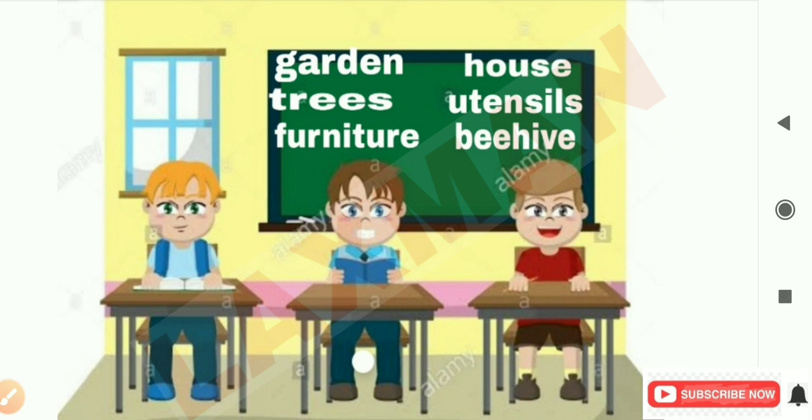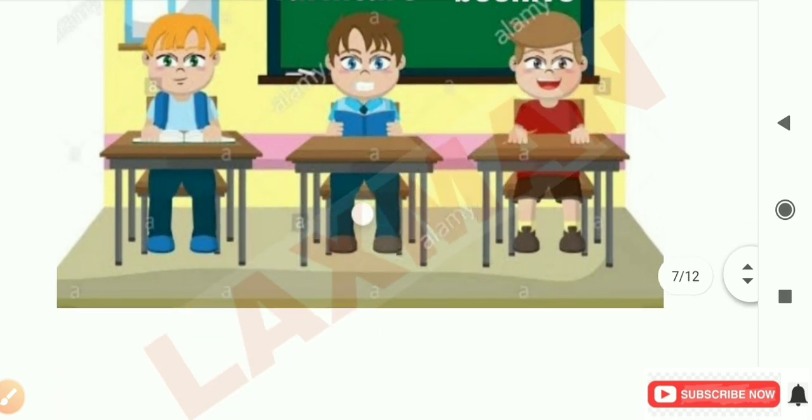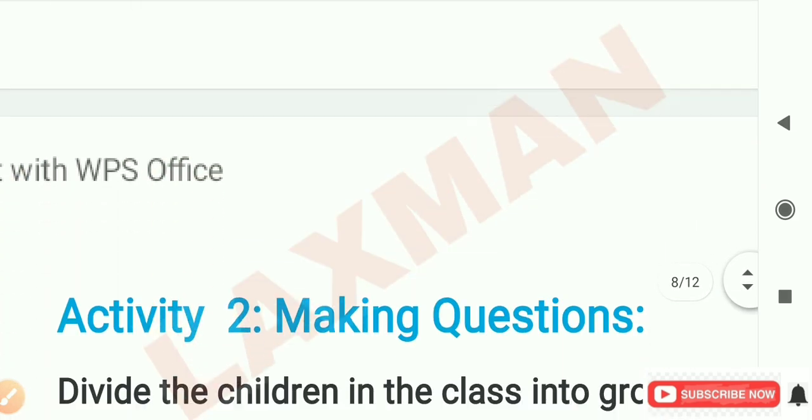Like that you have to give 2 or 3 words. You have to ask 2 or 3 words from each child from each group, and those who got more marks, you have to announce them as winners. This is the back to the board activity.